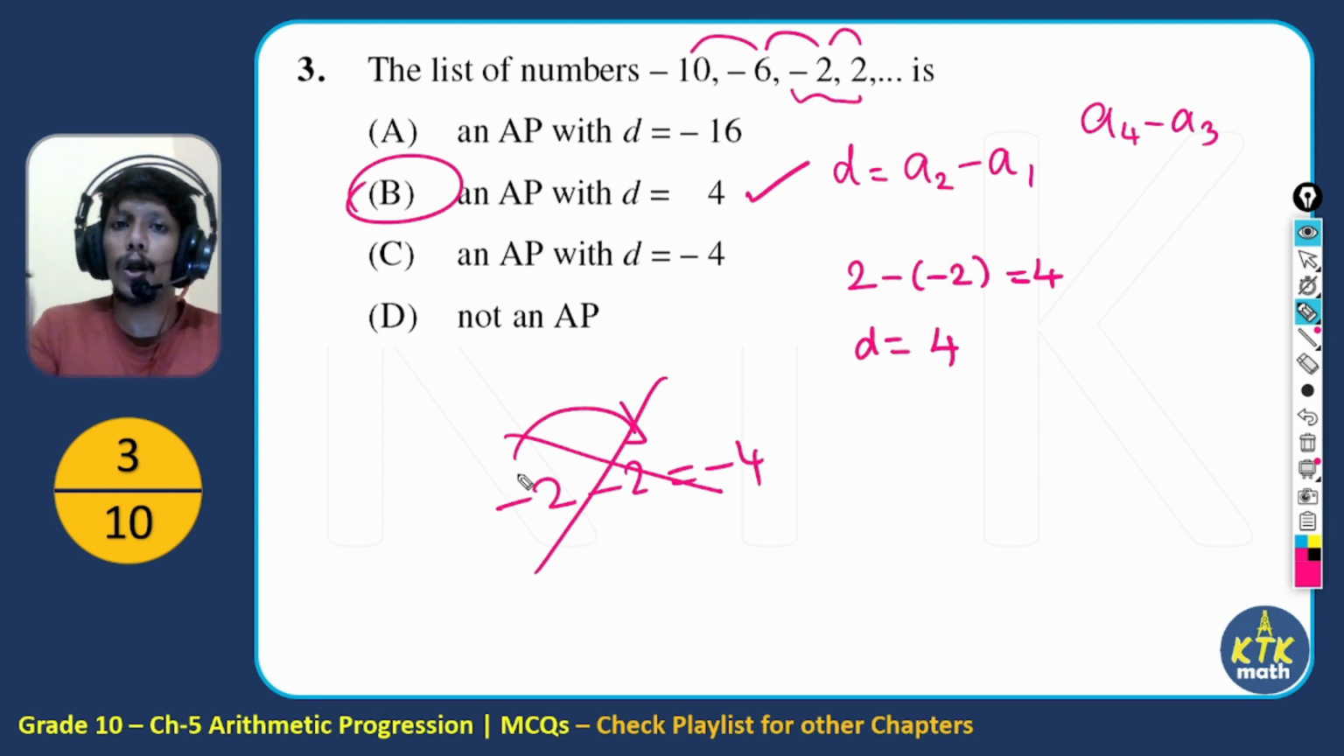Always subtract from backward to frontward. Okay, so difference means a_2 minus a_1, or fourth term minus third, or second term minus first term. In that order only you are going to subtract always. I hope you understood this question. Let us go for question number 4.